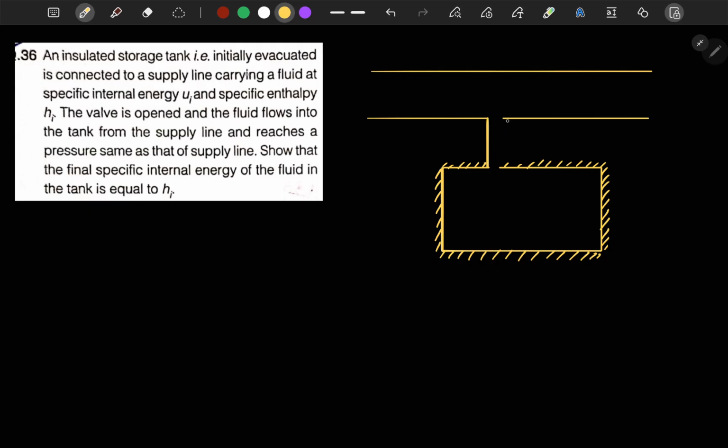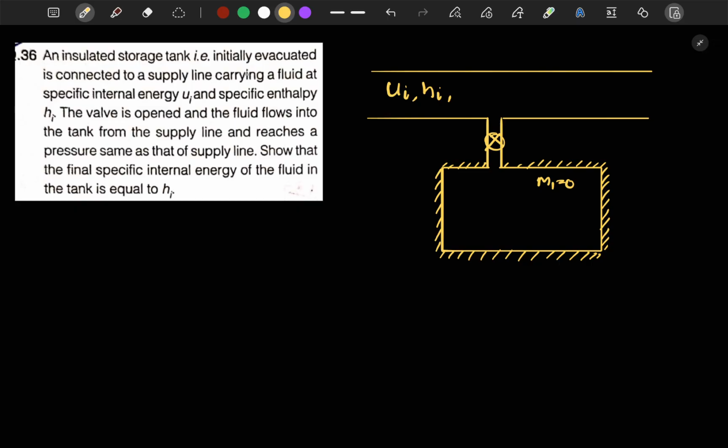Now it is mentioned here that the insulated storage tank is initially evacuated. It means that m1 is equal to 0. There is no initial mass in the system, and the supply line carries a fluid at a specific internal energy ui, enthalpy hi. The valve is opened, and so there is a valve, and the valve is open and fluid is allowed to enter.